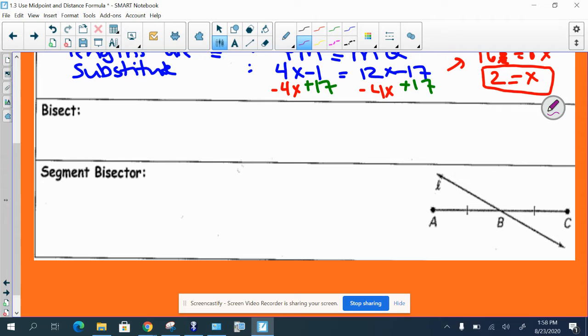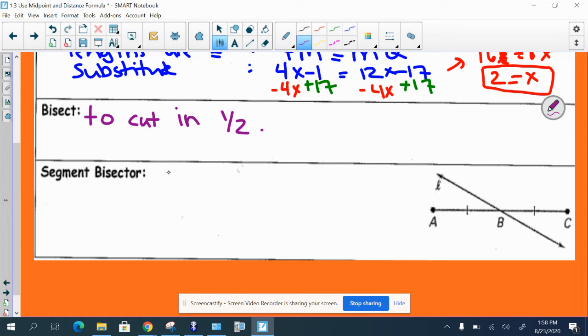Okay, so let's talk about what bisect means. That might be one of the words that you thought about, and a word that would be similar to midpoint. So bisect means to cut in one half, so to cut in half, exactly half.